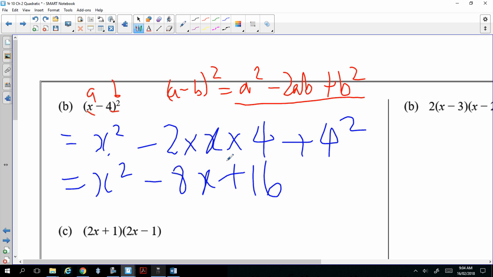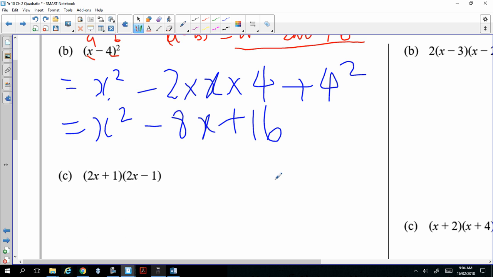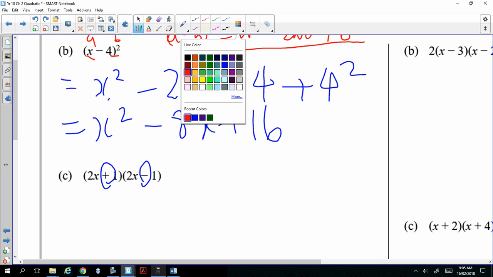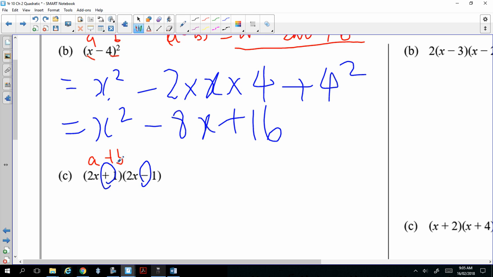And then you have to be careful, the next one's not a perfect square. One's a plus, one's a minus. That will be difference of two squares. Let's write it down. A plus b, a minus b, that becomes a squared minus b squared. Will save you a lot of time if you know these formulas, and it's more accurate.